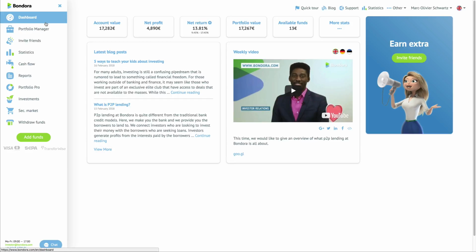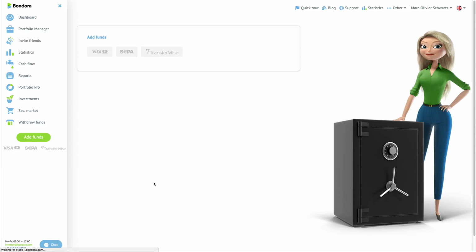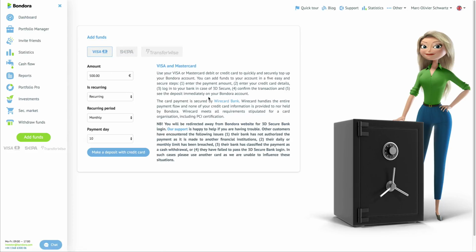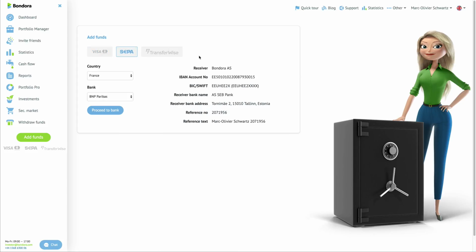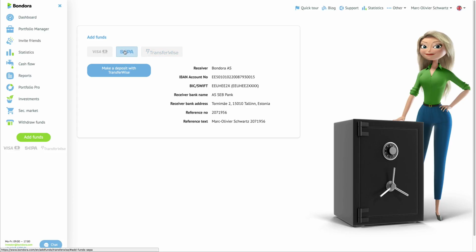But for now, let's go to what makes Bondora work. Basically the first thing you will need to do if you want to invest is to put money on it. So for that, let's go over to Add Funds. And here you will be able to deposit funds directly via Visa or MasterCard, via SEPA transfer if you're in Europe, or via TransferWise. For example, if you are using a different currency than Euro, I really recommend using TransferWise here to avoid having some fees when you do the transfer.